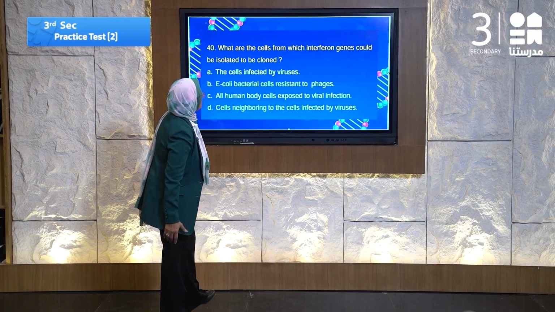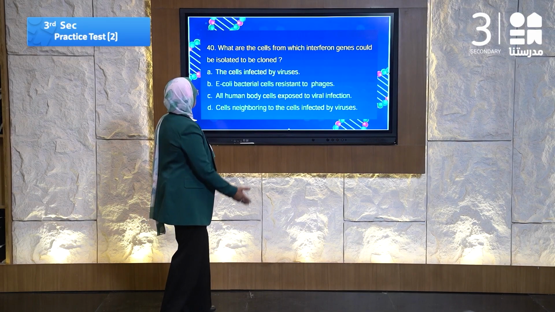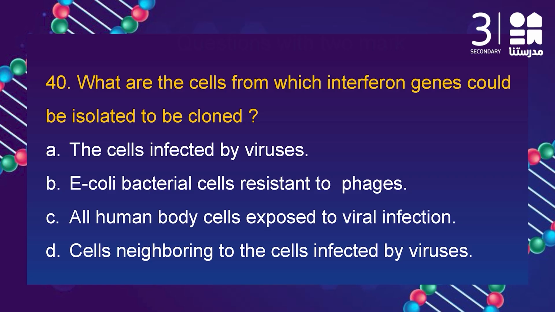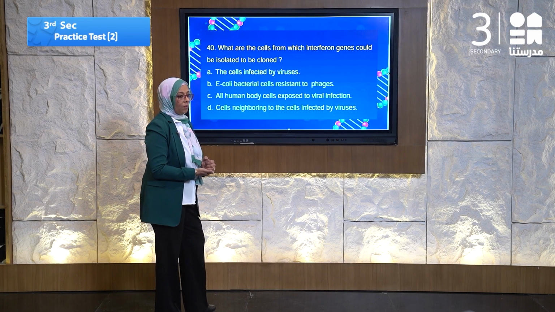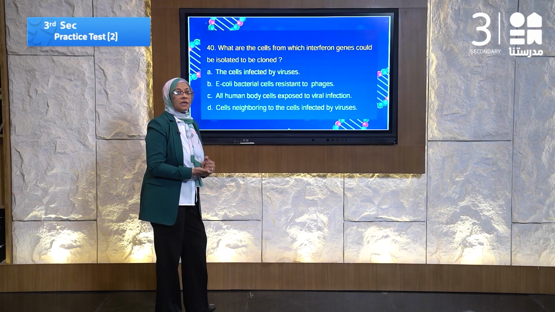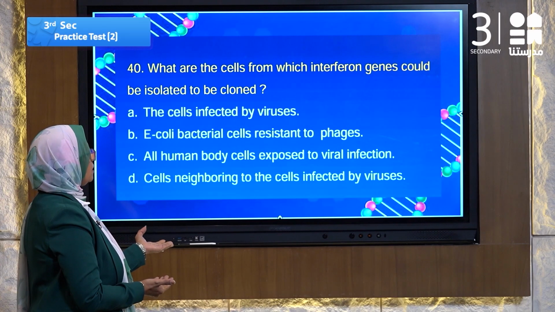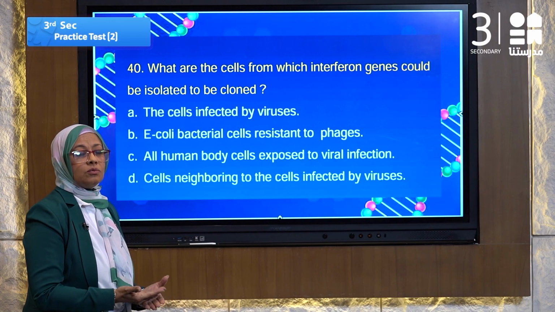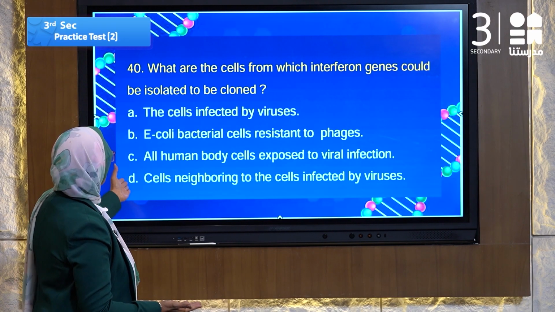Number 40. What are the cells from which interferon genes could be isolated to be cloned? Interferon relates to immunity. It's helpful for many diseases. Interferon may be injected for many diseases. Okay, let's go to the choices.